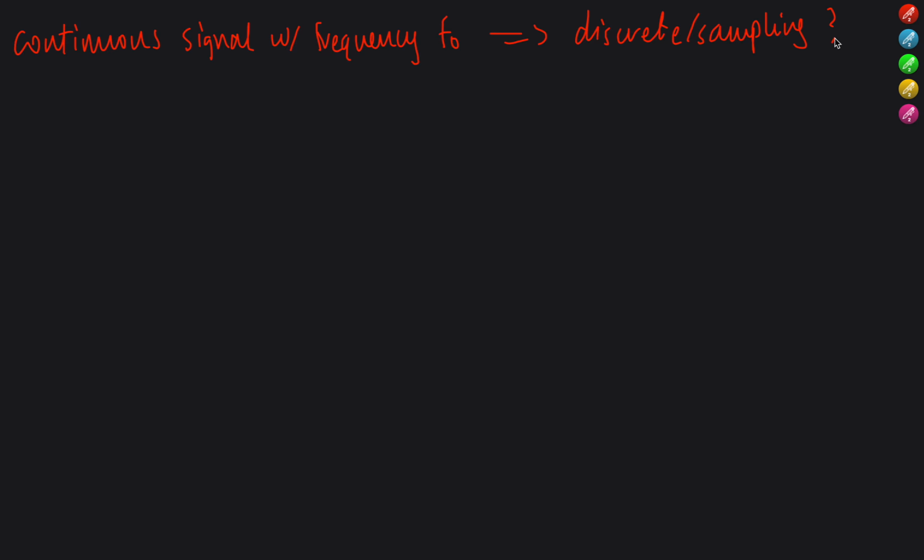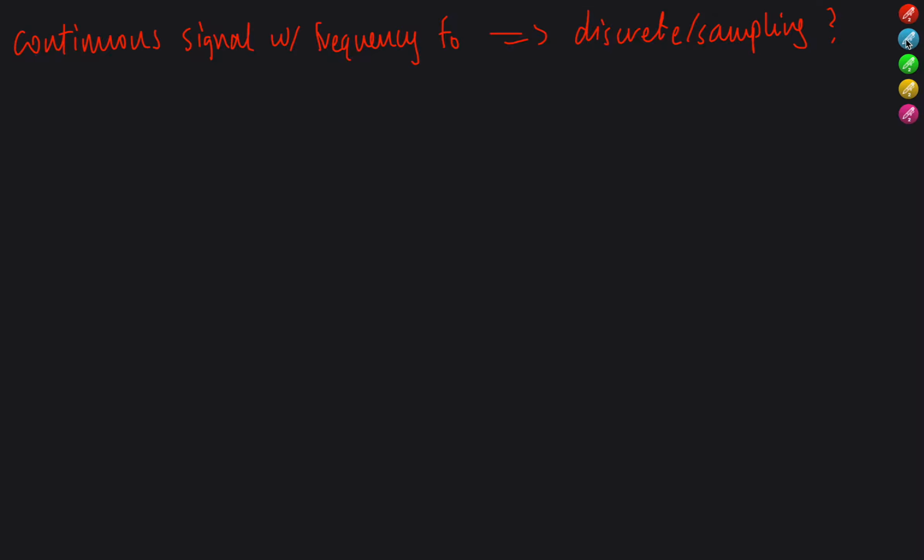So the question we're going to ask here, we figured out this whole discrete cosine and sine thing last time. Now our question is, in the real world, if we have a continuous signal, so a continuous cosine or sine with frequency, let's call it f naught, we want to know what does that look like in our discrete, sampling world, where we're taking snapshots of this signal? Okay, so let's start by defining this thing in the first place.